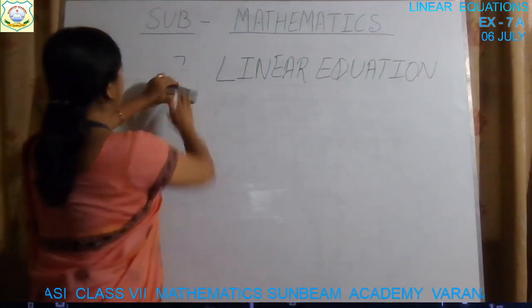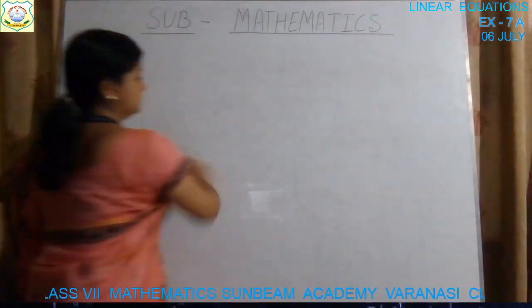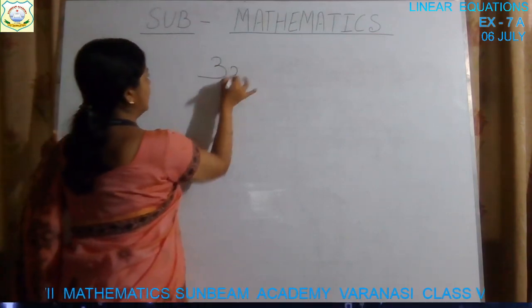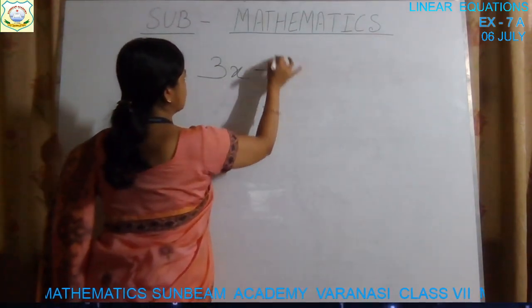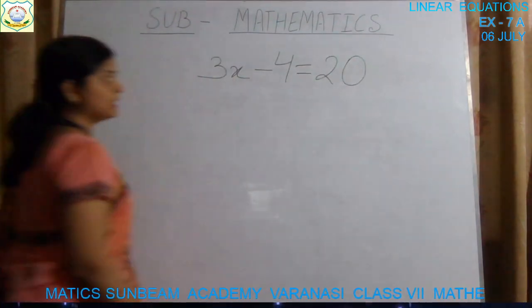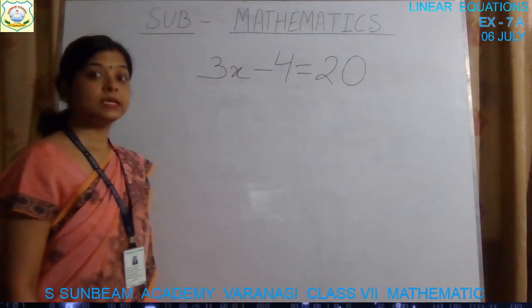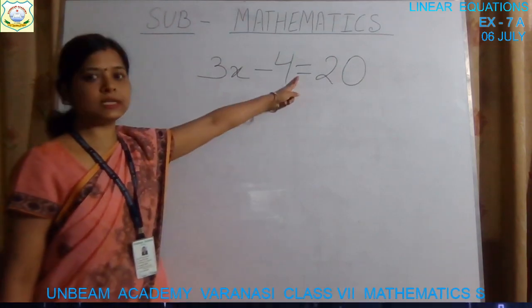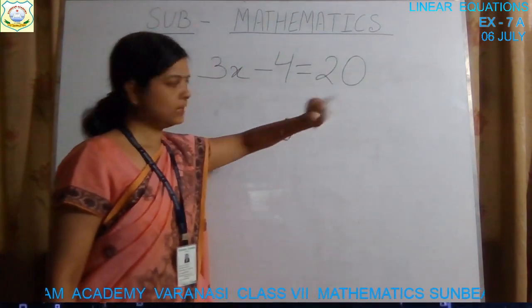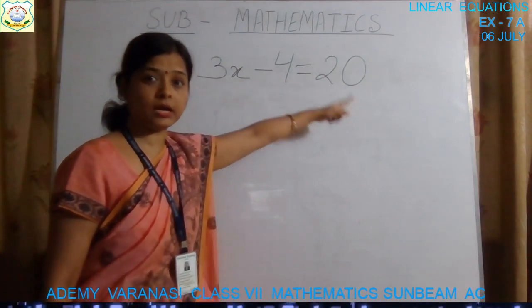Now let's take one example of a linear equation having one variable. For example, I have 3x minus 4 is equal to 20. Is it an equation, children? Yes, it is an equation. It contains an equality sign where LHS is equal to RHS. Wherever it is placed, it shows that LHS will definitely be equal to RHS.